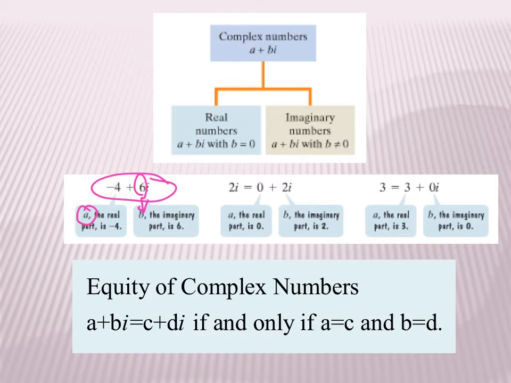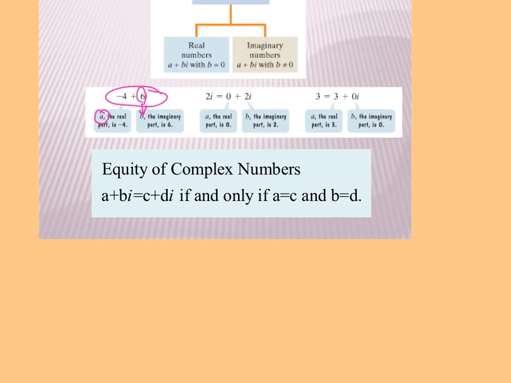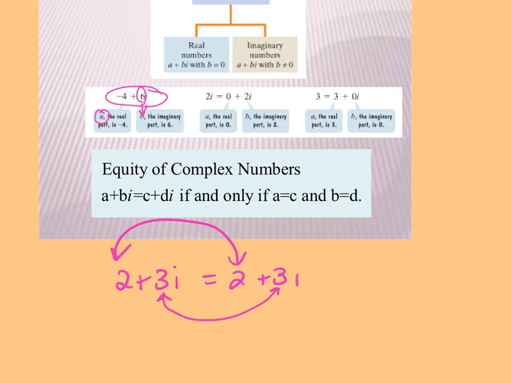Okay, so if I ask you to identify A and B, A is the number without the I, B is the number next to the I. And then it says equality of complex numbers: A plus BI equals C plus DI if and only if A equals C and B equals D. So if I was to compare something, 2 plus 3I would have to equal 2 plus 3I because the 2's have to be equal and the 3's have to be equal, okay?